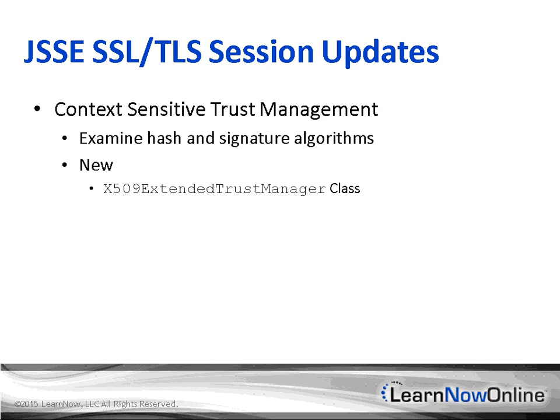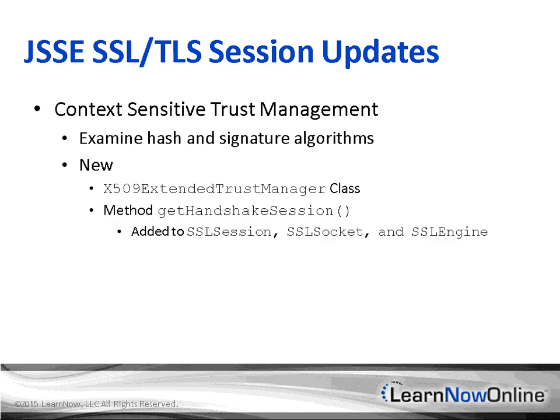With this new class, both trust managers and key managers can now examine the TLS connection parameters presented during the handshake. They can then use the credentials to determine if the hash and signature algorithms are acceptable for authenticating the remote side. This is done by calling the new getHandshake session method, which has been added to the classes SSL Session, SSL Socket, and SSL Engine.